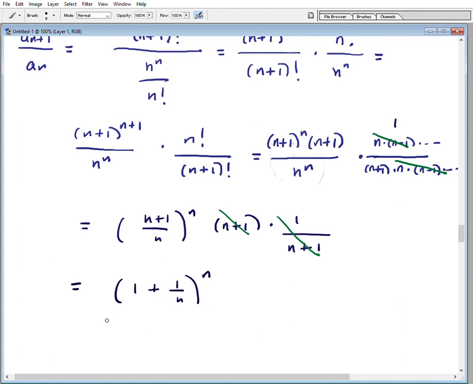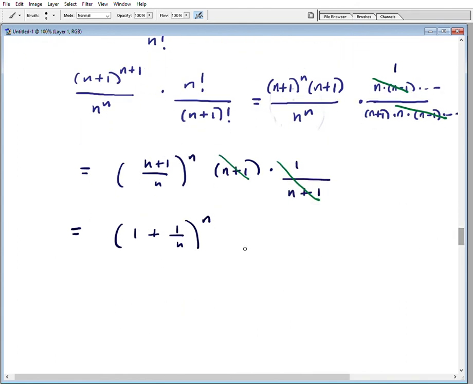And now we're taking the limit as n goes to infinity. Okay. I'm pretty sure this goes to e. Let's say we just remember that this is equal to e, which is greater than 1. So that shows divergence.